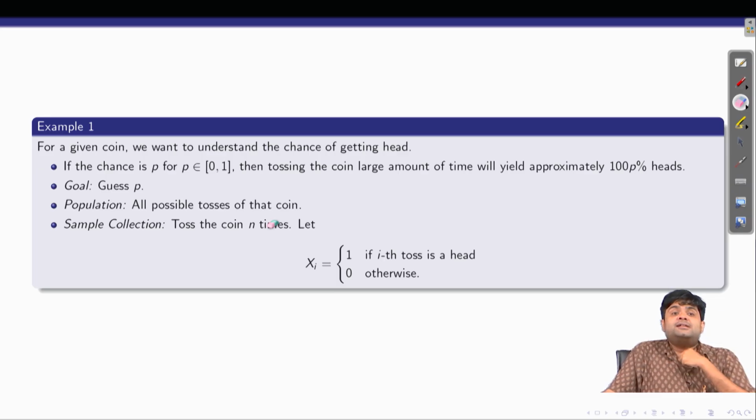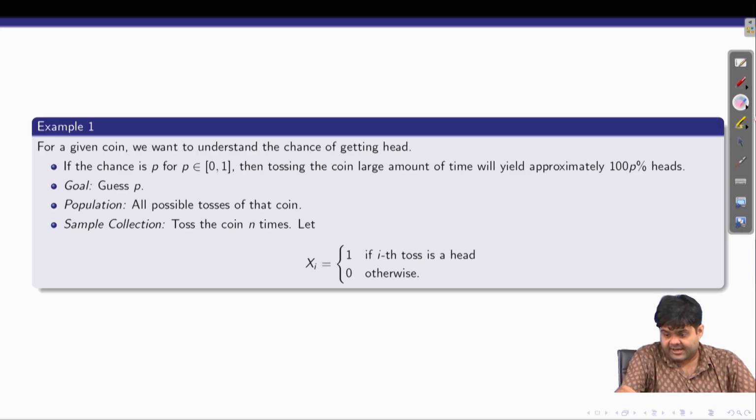Now, if you want to understand the head probability, suppose the chance is P for some P belonging to 0 to 1, which is a priori unknowable. Tossing a coin a large number of times, remember we discussed that it will yield approximately P fraction of heads. Now, we want to guess this P. So, population is all possible tosses. Now, you do sample collection: toss the coin n times, and let us denote Xi to be 1 if the ith toss is head, and 0 if the ith toss is tail.